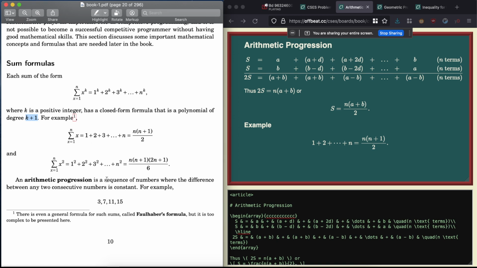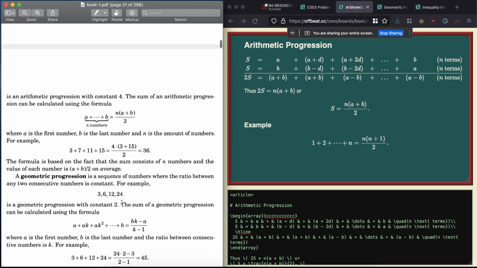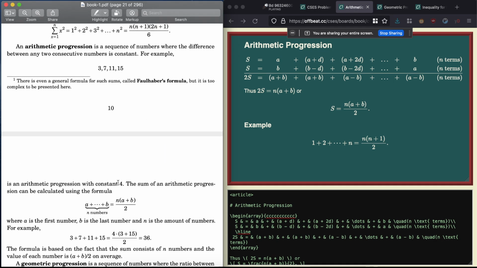An arithmetic progression is a sequence of numbers where the difference between any two consecutive numbers is constant. For example, like this. It's sometimes also called the common difference. The difference between 7 and 3 is 4, and then we add 4 to 7, we get 11. We add 4 to 11, we get 15. So this is an arithmetic progression. The difference between two consecutive terms is going to be constant. And yes, here the constant is 4.